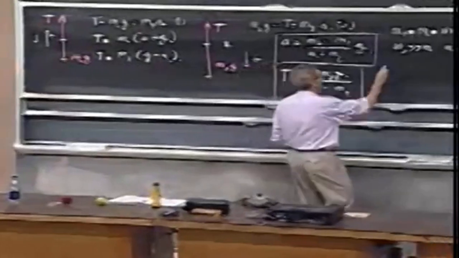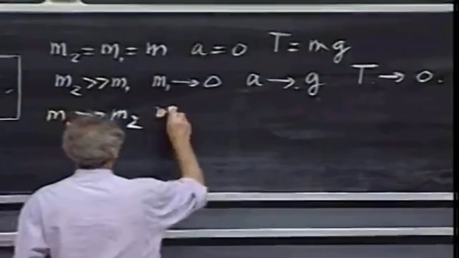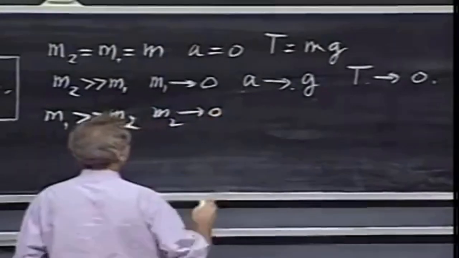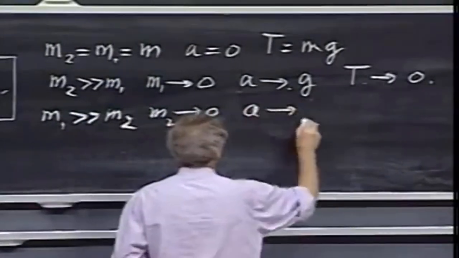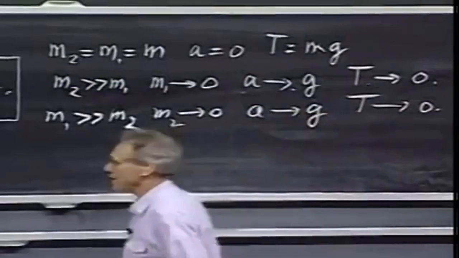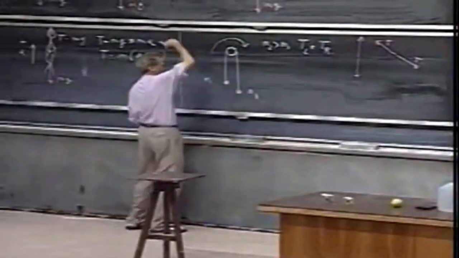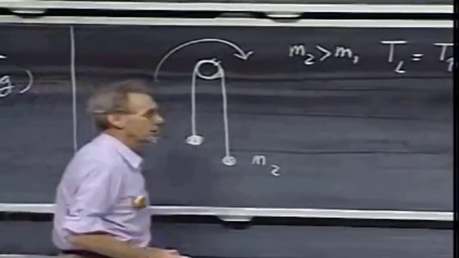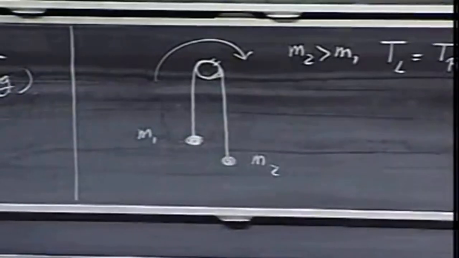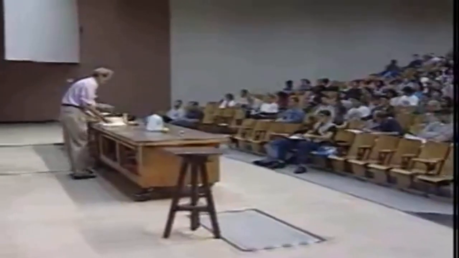And if you wanted to make m1 much, much larger than m2, and you take the limiting case for m2 goes to 0, you'll find again that a goes to g, and that T goes to 0, except that now the acceleration is not this way, but now the acceleration is this way, and now this object will go into free fall. And therefore there is no tension in the string anymore.